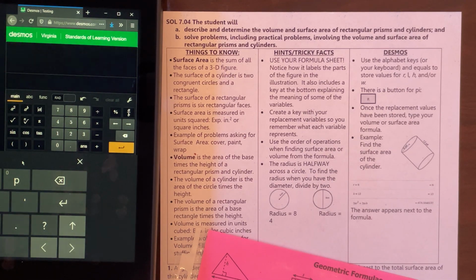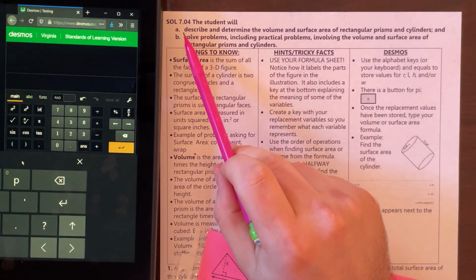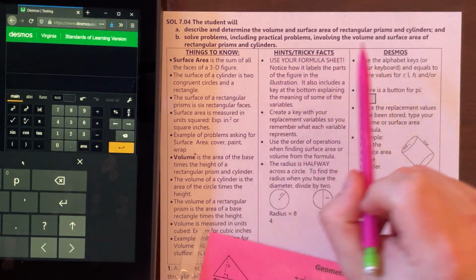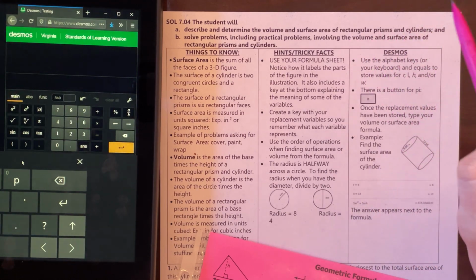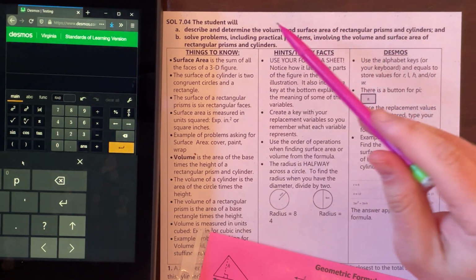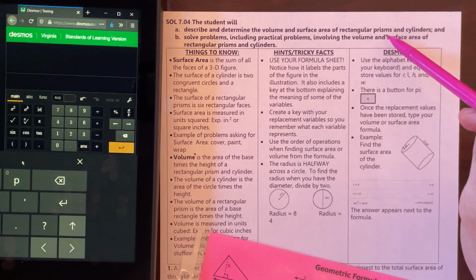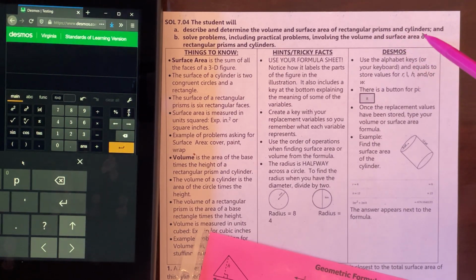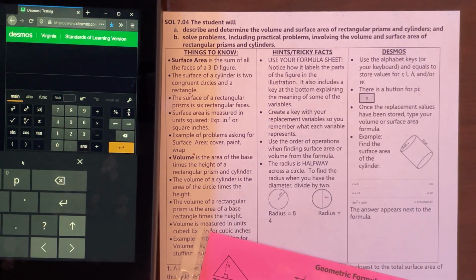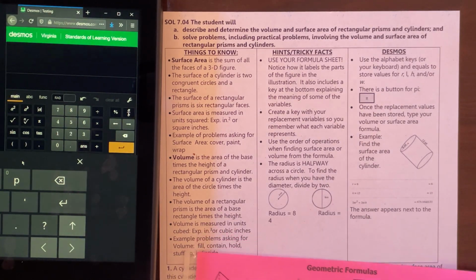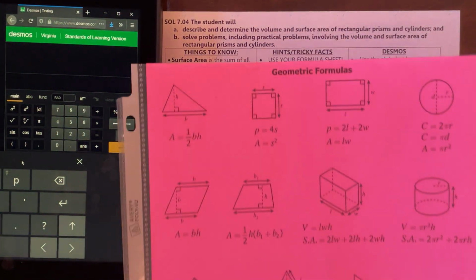And in this video, we're still working on that SOL review guide, and we're now on SOL 7.4. What it's talking about with this one is we're working with those problems about volume and surface area of a rectangular prism, which is kind of like a box, and a cylinder, which is kind of like a can. Make sure that you are using that wonderful formula sheet for yourself.